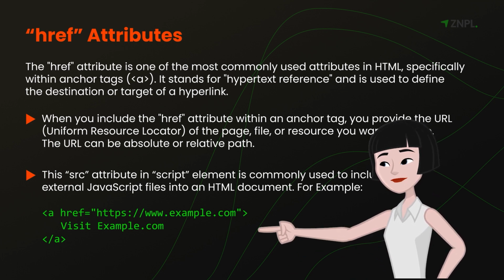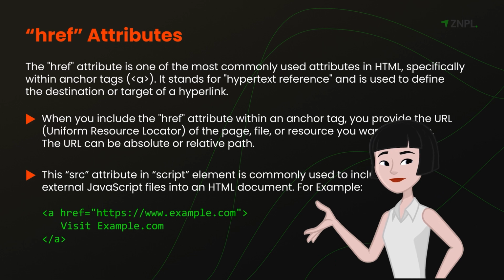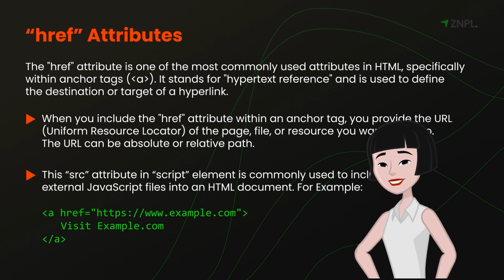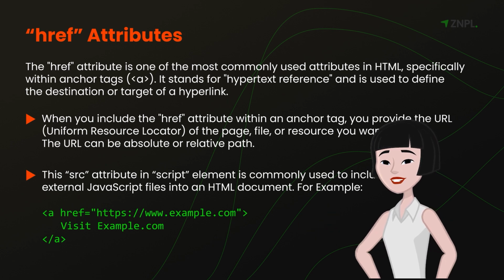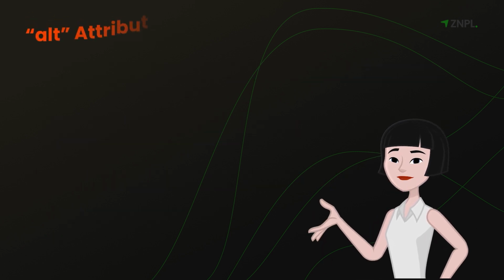For example, in this example, the anchor tag creates a hyperlink with the text "click here." The href attribute is set to https://www.example.com, indicating that clicking on the link will take the user to the website specified by that URL. Alt attribute.